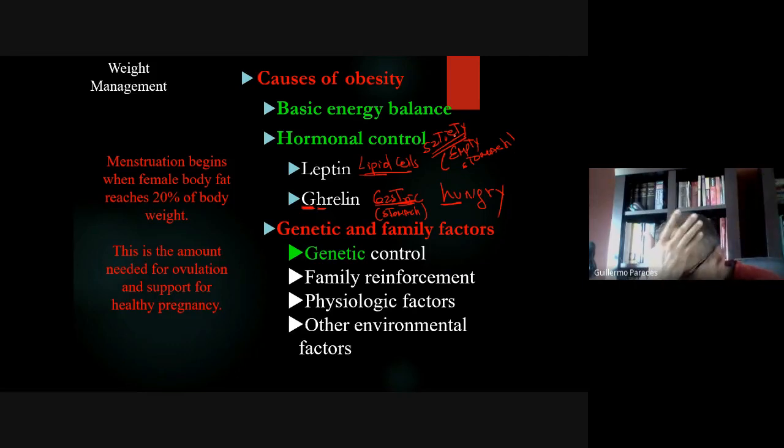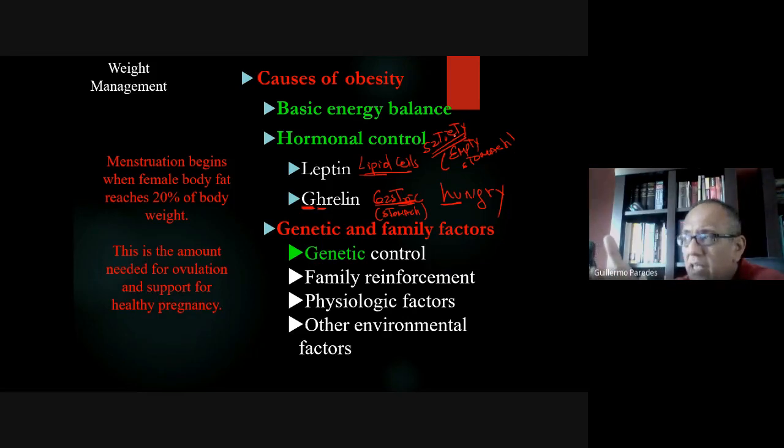Here on the left side, we need to talk about the amount of fat that a person requires for normal functioning. Yes, we need a certain amount of fat in order for certain endocrine systems to work, especially the secretion of estrogens. So the menstruation begins when the female body fat reaches 20% of the body weight.